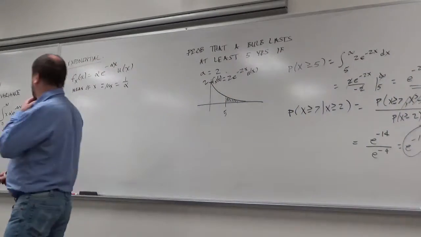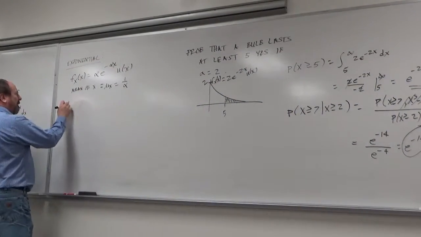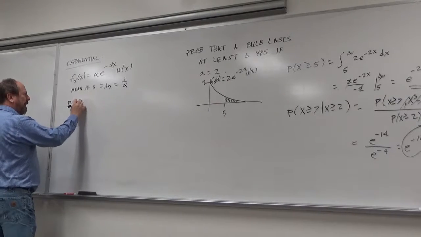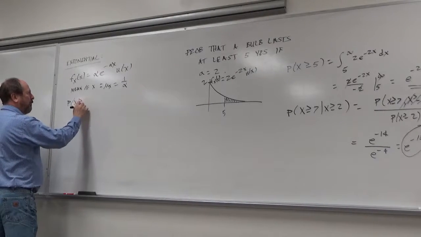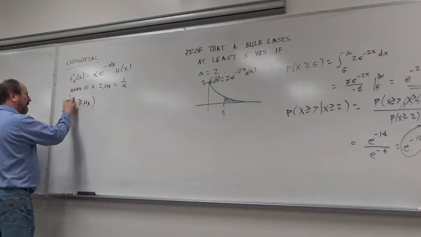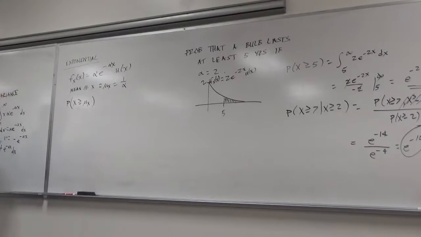So I want to calculate this. What is the probability that x is greater than or equal to mu sub x here? And you might think the answer is 0.5, but it turns out it is not.